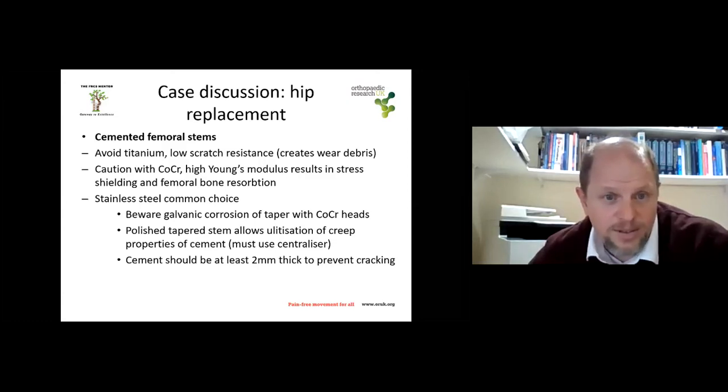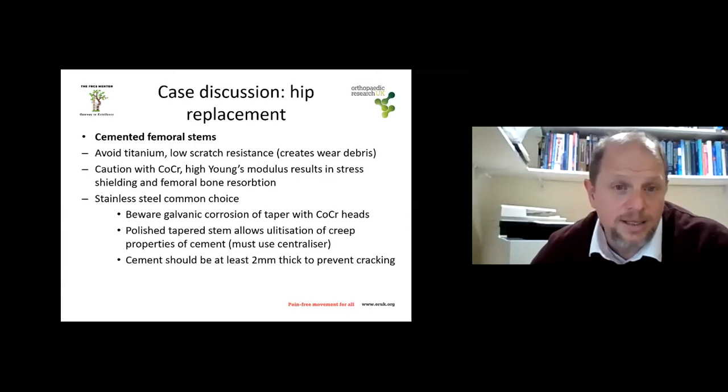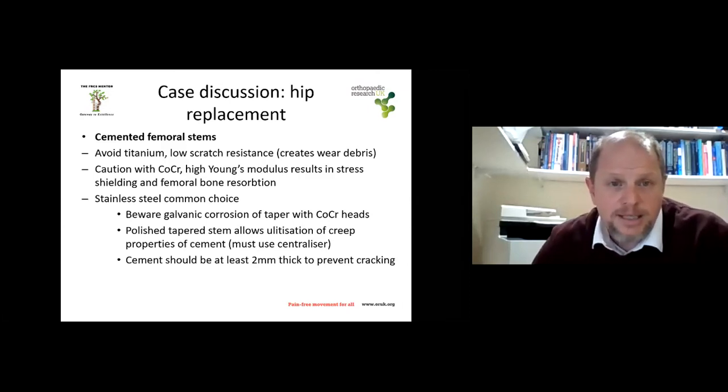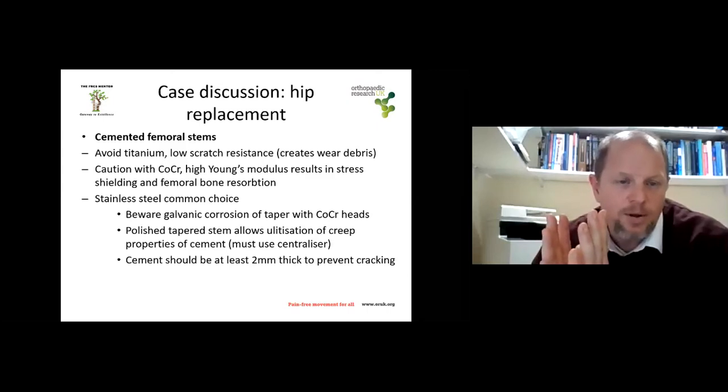Although, of course, it's hotly debated. But you could talk then about the material principles, why stainless steel has the advantage over cobalt chrome. So when it comes to the stem, you could also talk about the advantage of using polymethyl methacrylate. You could talk about the way that the cement creeps over time, allowing a sort of repeated microlock because of the constant load that the polished tapered stem applies on the cement.